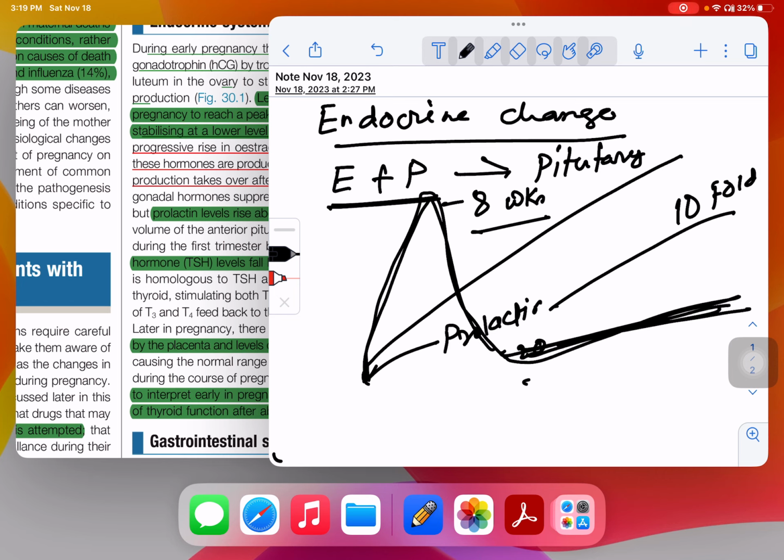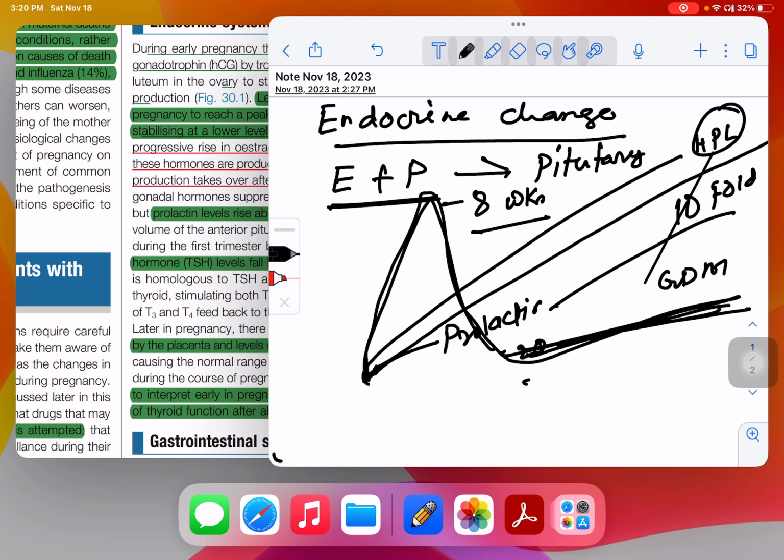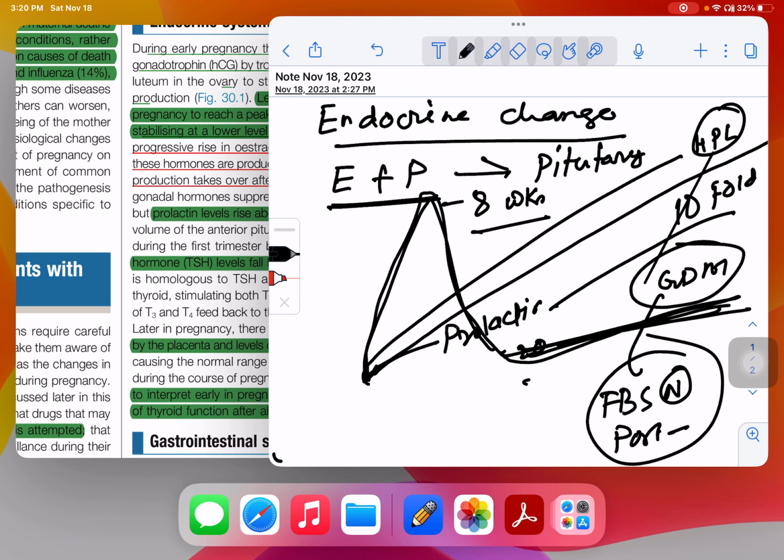And there is another hormone, human placental lactogen, which goes up throughout pregnancy. This causes tissue resistance to insulin, and ultimately, after 20 weeks of gestation, there is gestational diabetes mellitus. In gestational diabetes mellitus, usually the fasting blood glucose level is normal, but the postprandial glucose level is high. That is due to tissue resistance to insulin by human placental lactogen. And another thing is the thyroid hormone.